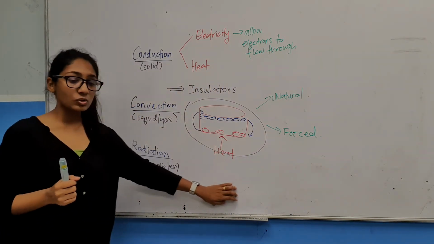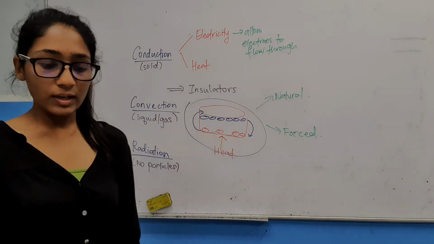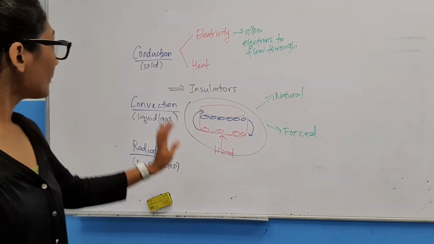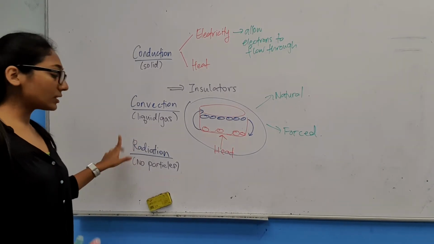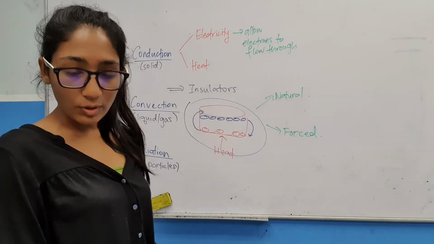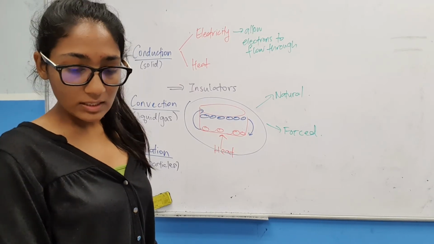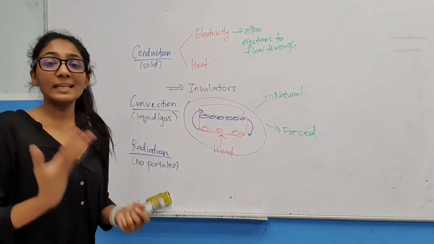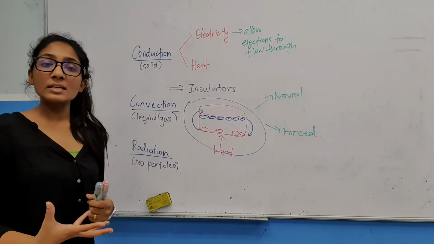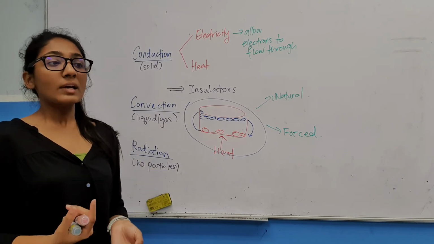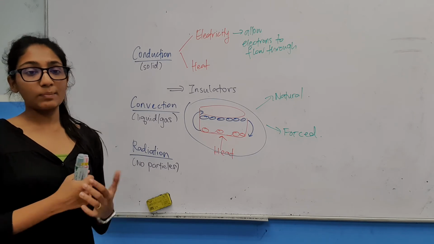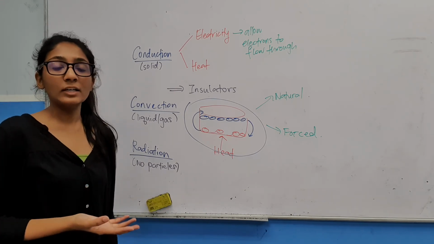For radiation, no particles are needed. For conduction, we have solids; convection is liquid or gas; radiation has no particles. Why? Because it involves electromagnetic waves. The sun, for example, gives out heat and radiation, but the earth only absorbs 50% of the radiation from the sun. Why? We have the ozone layer to protect us.